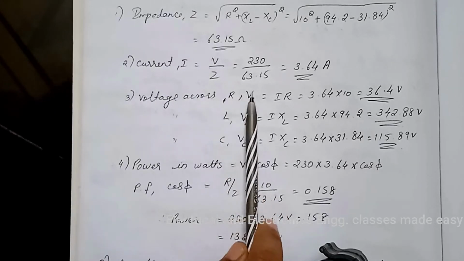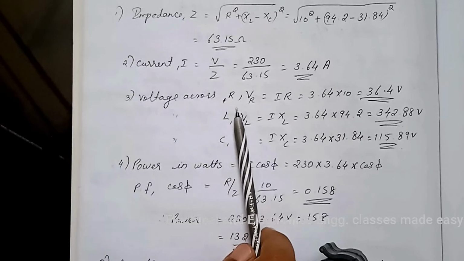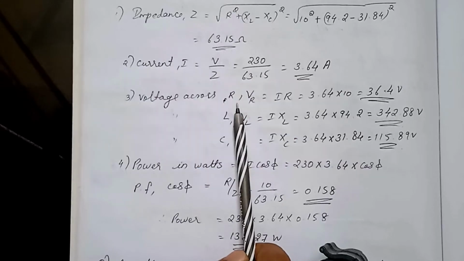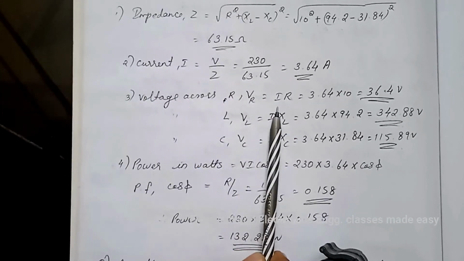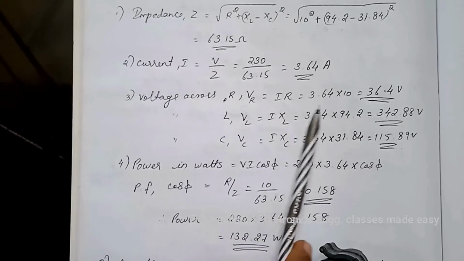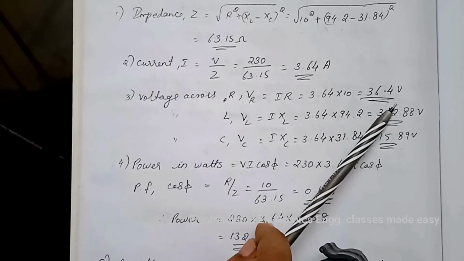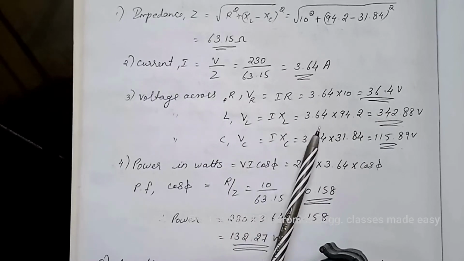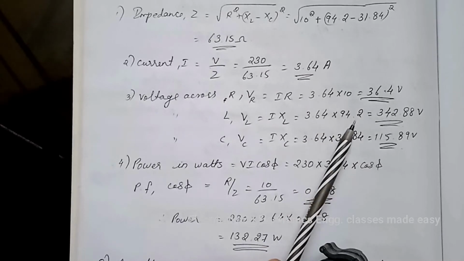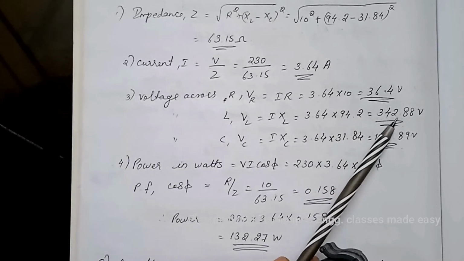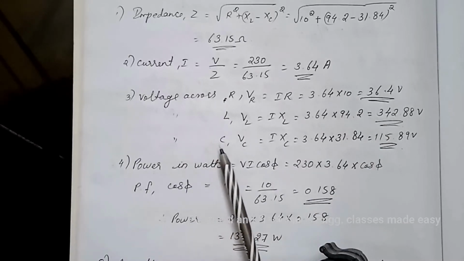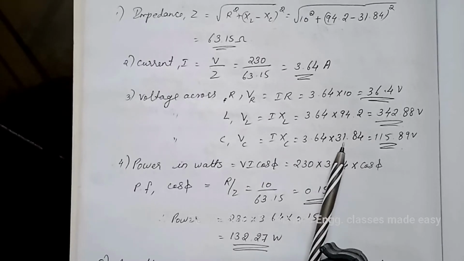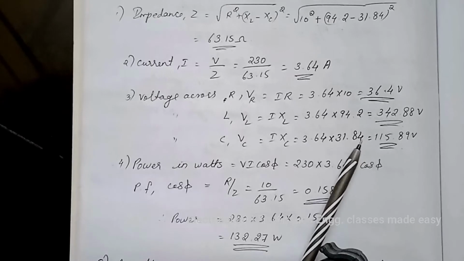Now we have to calculate the voltage across the resistor, inductor and capacitor. That is, the voltage across the resistor is I into R equal to 3.64 into 10 equal to 36.4 volt, and the voltage across the inductor is I into XL, that is 3.64 into 94.2 equal to 342.88 volt, and the voltage across the capacitor is I into XC equal to 3.64 into 31.84 equal to 115.89 volt.